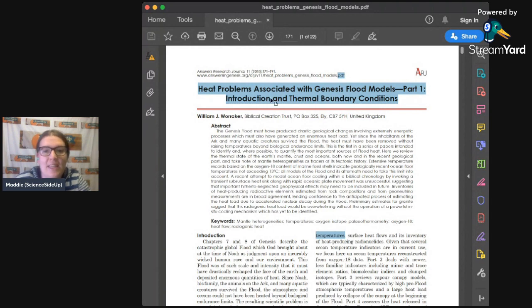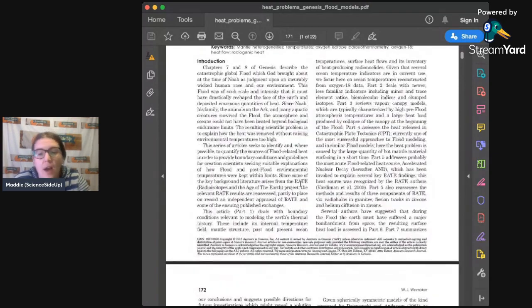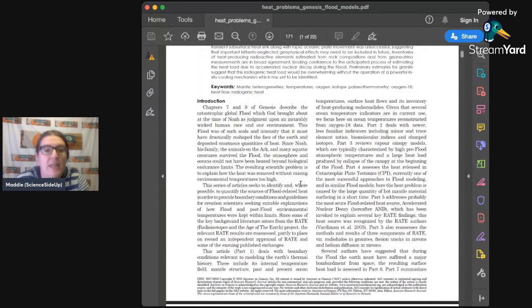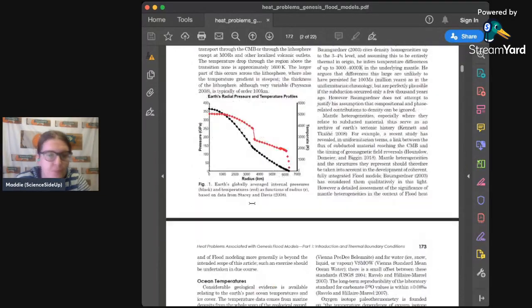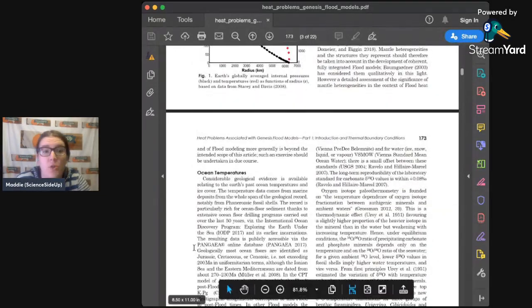And so we're reading Heat Problems Associated with Genesis Flood Models, Part 1, Introduction and Thermal Boundary Conditions. So we've read the abstract and the introduction, the interior temperature and structures of the Earth. And now we're going to get onto ocean temperatures.